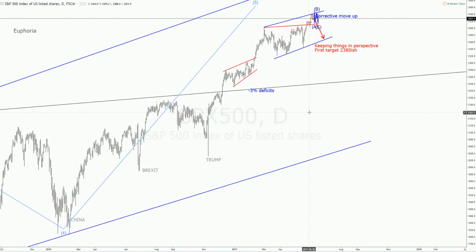All right? So the bias has to always be, in the background, long-term, higher. But again, it does not mean that we cannot get a corrective move back down here, and then maybe even deeper. It's still a bull market. All right.